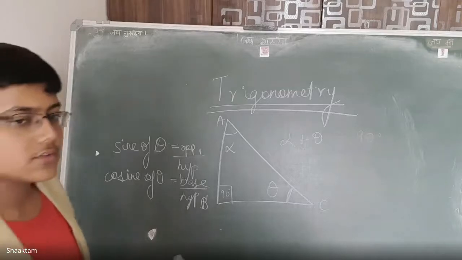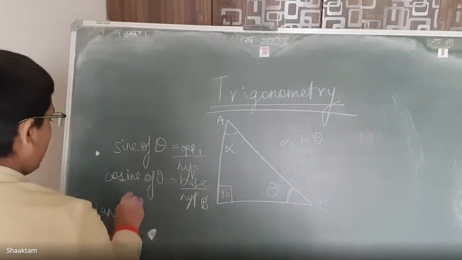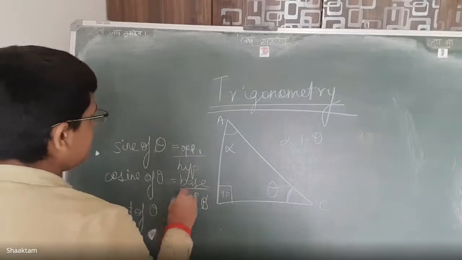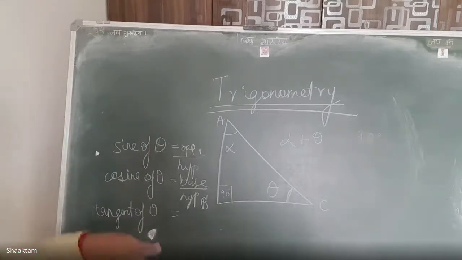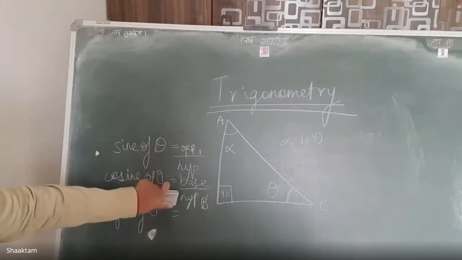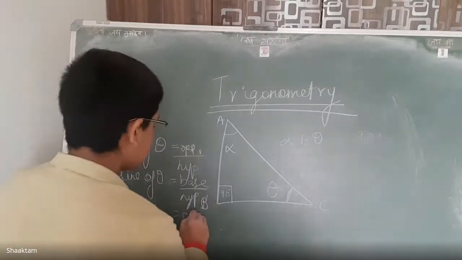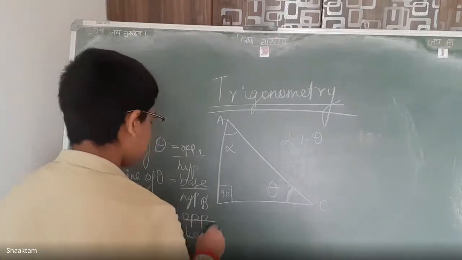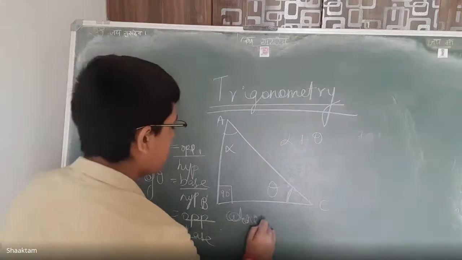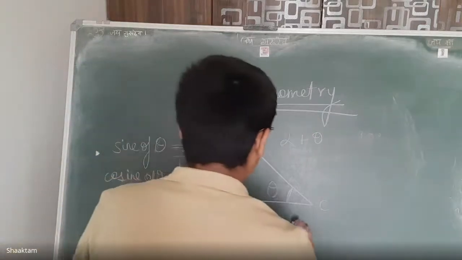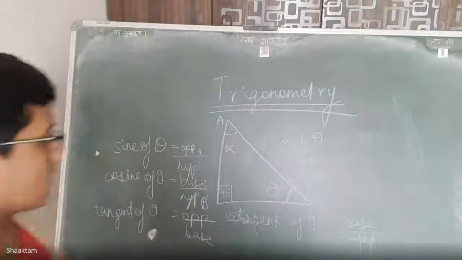The further trigonometric ratios or identities are based on these. We say tangent of theta will be sine of theta by cos of theta. So sine of theta by cos of theta will be opposite by hypotenuse into hypotenuse by base. See, because I'm dividing. Opposite by hypotenuse into hypotenuse by base. I'll get opposite by base. Tangent. That was for tangent. Then we have cotangent. Cotangent is just the reciprocal of tangent. That would be base by opposite.